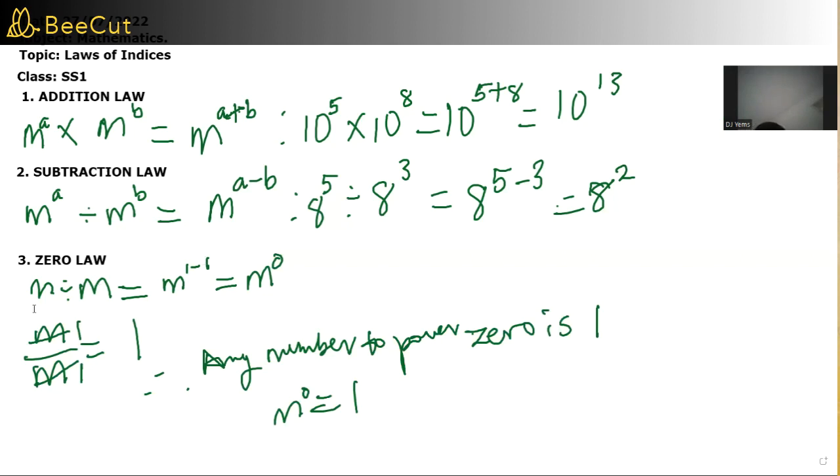Yes, sir. Very good. And in this third one, which is zero law, if you have M divided by M, do you know the power on M is 1? Yes, sir. And the power on the second M is 1? Yes, sir. And that is because we are dividing, law 2 said we must subtract the powers. Yes or no? Yes, sir. So that is where the 1 minus 1 comes from. Do you understand now?